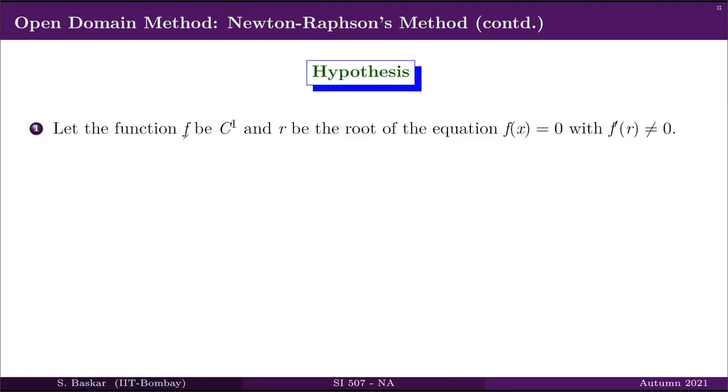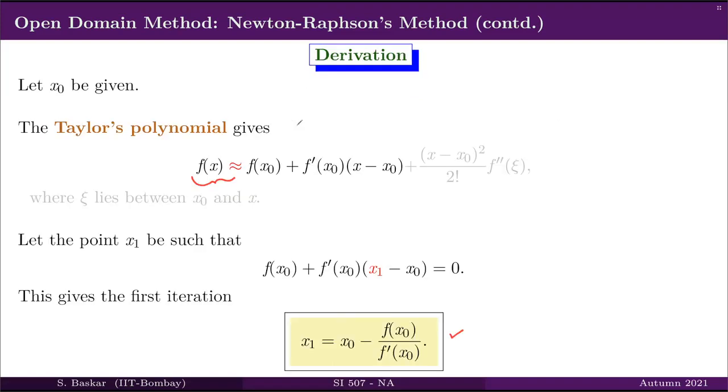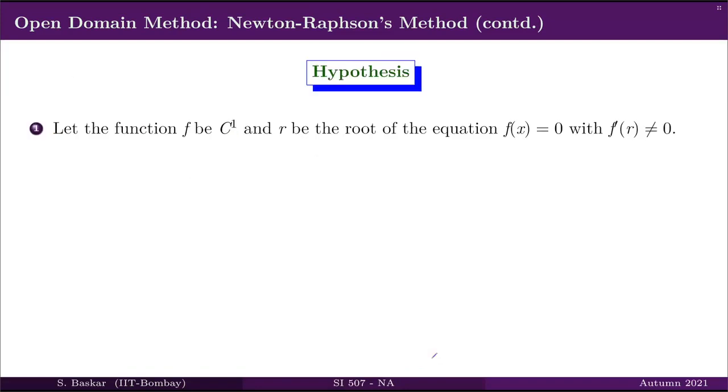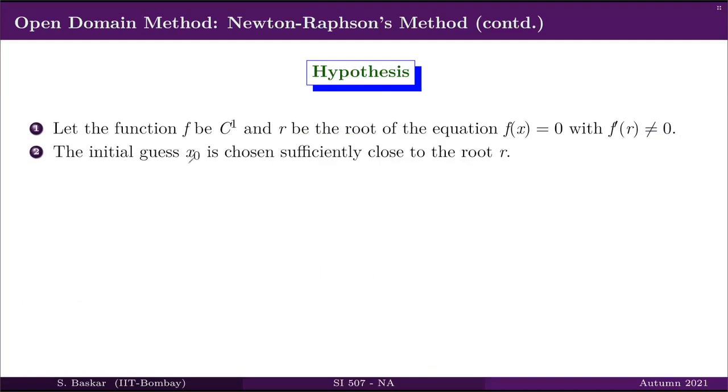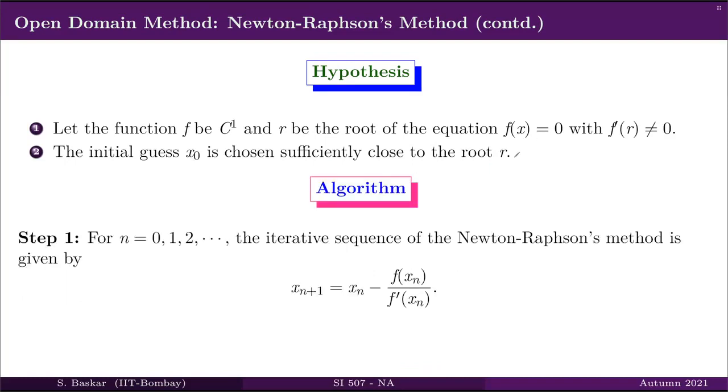Assume that the function f is a C1 function because we need to include the derivative of the function f in our formula. Therefore, to implement the formula, we need the function f to be differentiable. And as usual, we'll assume the root that we are interested to capture is a simple root. And also we assume that x0 is chosen pretty close to the root r. Well, this is an assumption generally made for theoretical purposes.